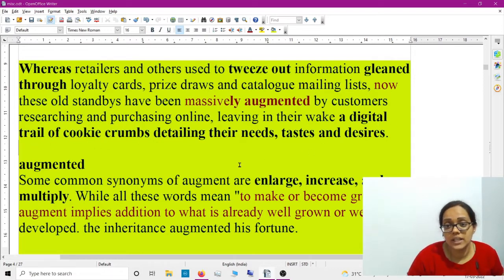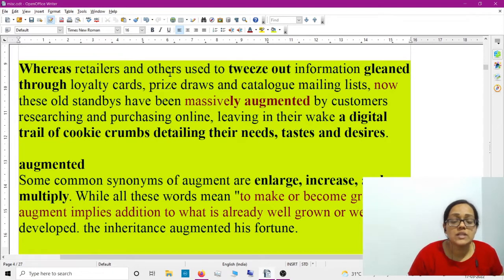digital trail. It's like you are leaving a record that you went to all these places. If you look at your history, you can see what all you did, right? That detail will be available. So that is known as a digital trail of cookie crumbs detailing their needs, tastes and desires. So that's the reason why we are getting advertisements like that, based upon our desire, because we are leaving a digital trail of cookie crumbs detailing our needs, right?